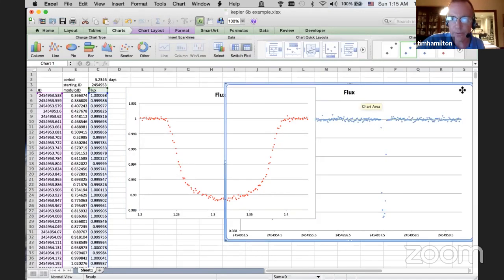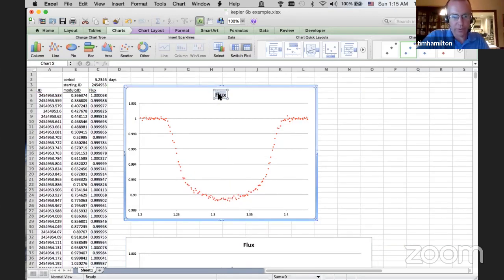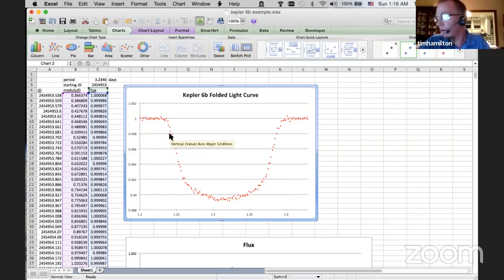So let's move that original flux plot down, and we're going to title this, let's give the planet name, Kepler 6b folded light curve. Now, a light curve is whenever you're looking at the change in brightness over time. And folded here is because we've used that modulo function to get all of the transits overlapping each other so that we get a very smoothly populated plot here.